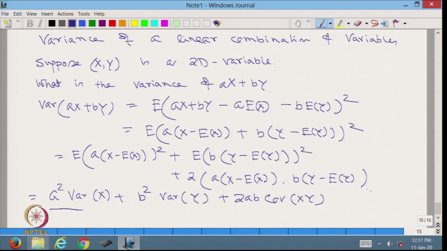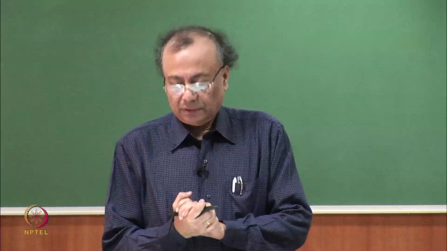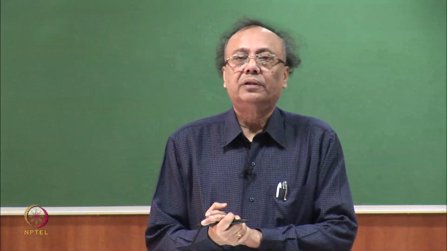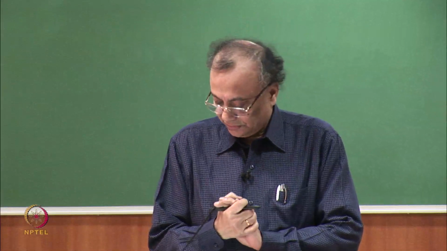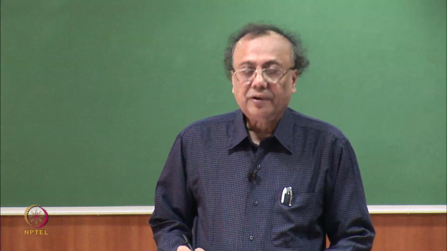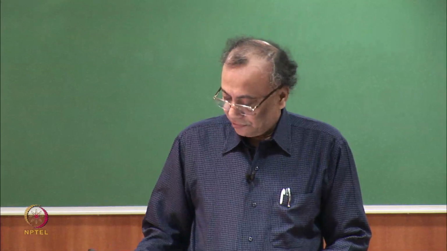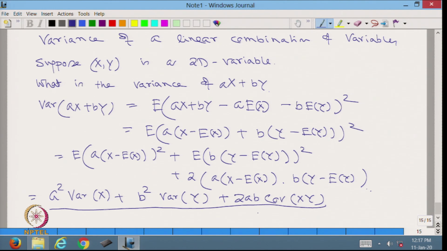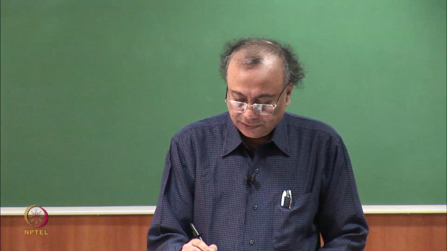Thus, we get a formula for the variance of the linear combination of two variables, which is coming out to be a square times variance of x, b square times variance of y plus 2ab times covariance of x y. We can generalize this.